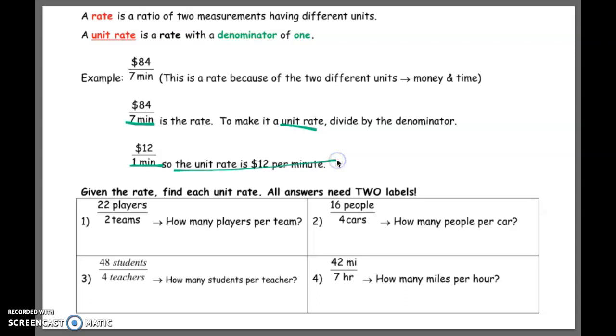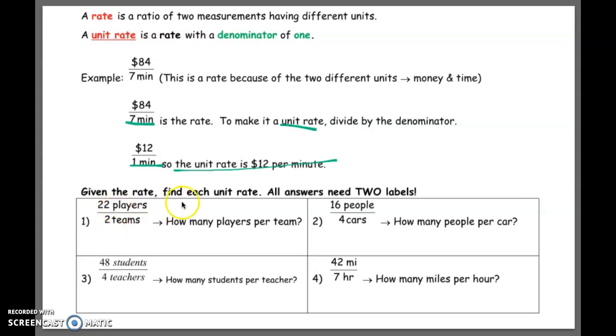And once you know the unit rate, you can find everything else. So like now that I know that's $12 per minute, I can figure out how much money it is per 8 minutes, or per 100 minutes, or per 24 minutes. All you have to do is multiply that times the number of minutes. So here's a few examples. Again, these were on your notes, exactly your notes from earlier this year.